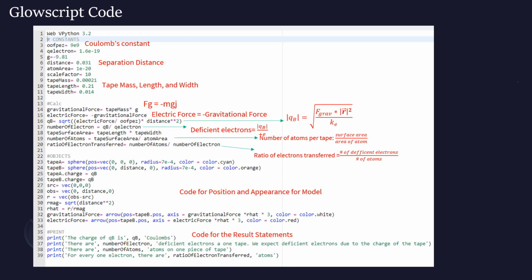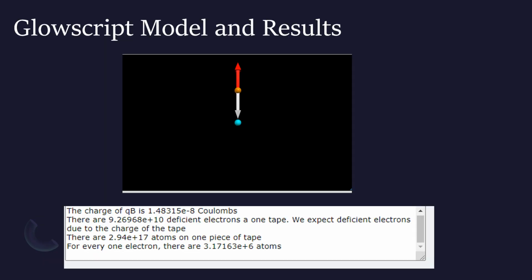Next, we have the code for the position and appearance of the model, as shown by the position vectors in tape A and tape B and so on and so forth. And lastly, we have the code for the resultant statements to produce the results. Here are the results from the line of code. Note the resemblance to the free body diagram a few slides back.